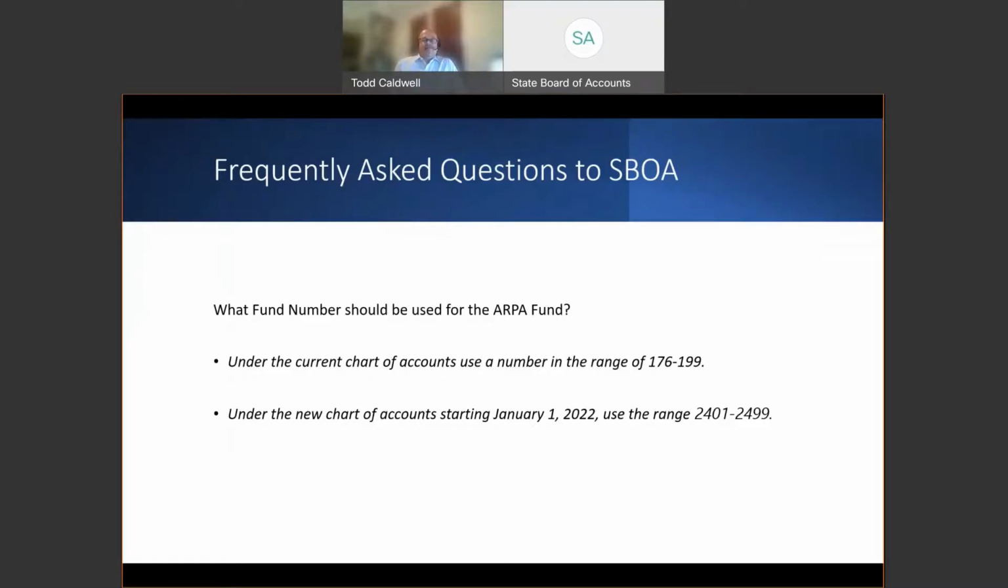When we start next year, that range is going to change, and you'll want to use a number that's 2401 to 2499. That range, 2401 to 2499, is a range that's set aside for grants, and so your ARPA fund will go in that area.